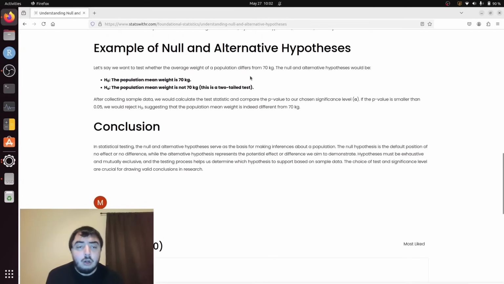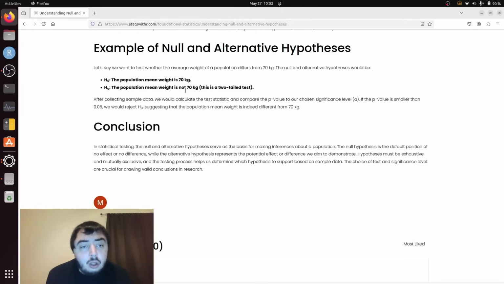So, example, in a two-tailed test, the population mean weight is exactly equal to 70 kilograms. And an alternative is that it's not equal to 70 kilograms. And we're not saying if it's less than or greater than, we're just saying it's not 70.